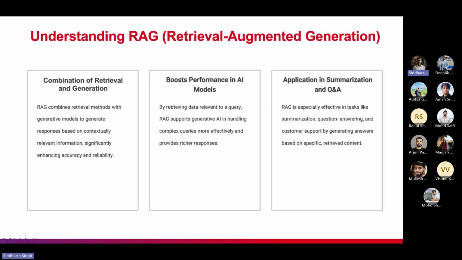In these scenarios, the model generates answers based on specifically retrieved content, leading to responses that are more precise, relevant, and context-aware. This targeted approach makes RAG a powerful tool for enhancing user interactions and delivering high-quality information.